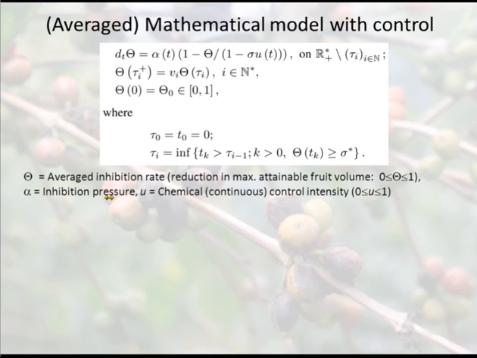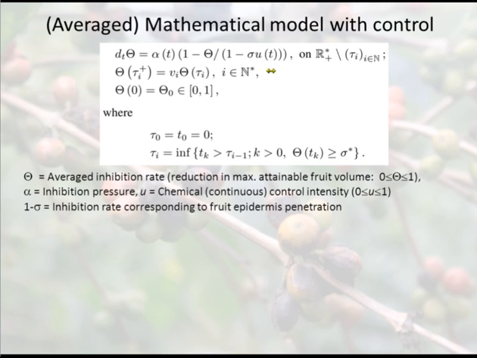Alpha is the inhibition pressure. The larger alpha is, the better the conditions for the growth of Anthracnose. U is chemical control intensity. Notice that if U is 1, then this denominator is reduced, so this negative term is increased, which reduces the growth of Anthracnose. 1 minus sigma is the inhibition rate corresponding to fruit epidermis penetration.